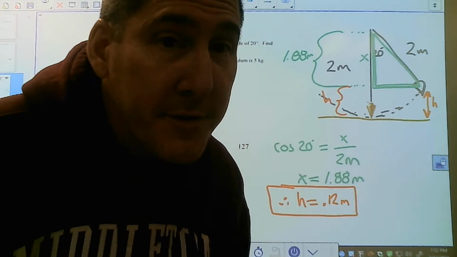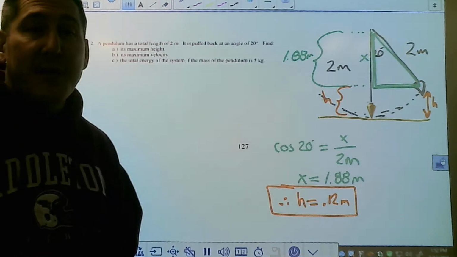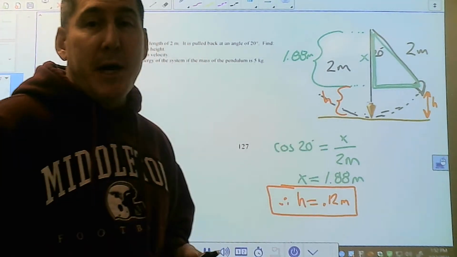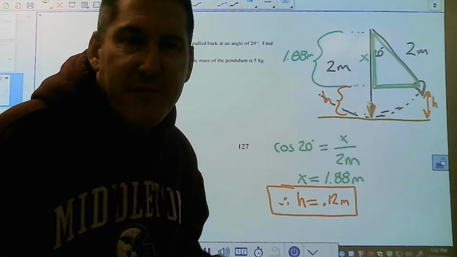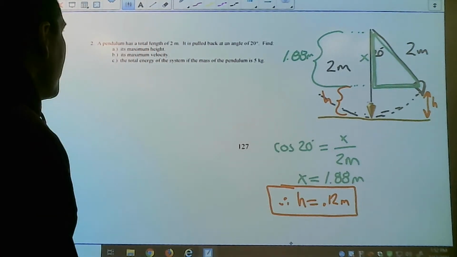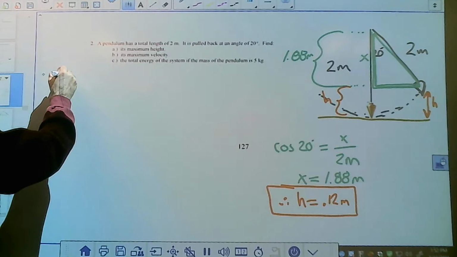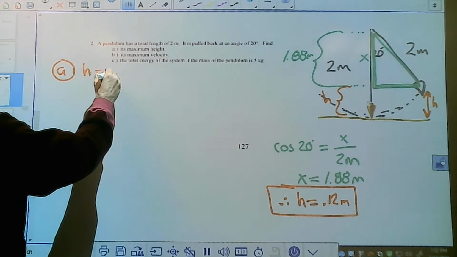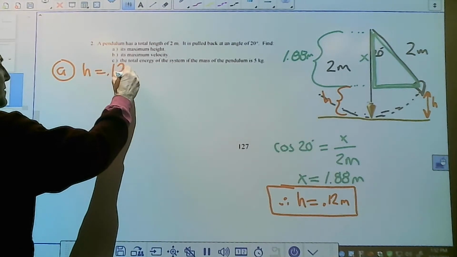So finding the height, answering part A, is nothing but a trigonometry problem. And hopefully you caught that. If not, you can obviously rewind the video and watch it again. So there's my part A. H equals 0.12 meters.